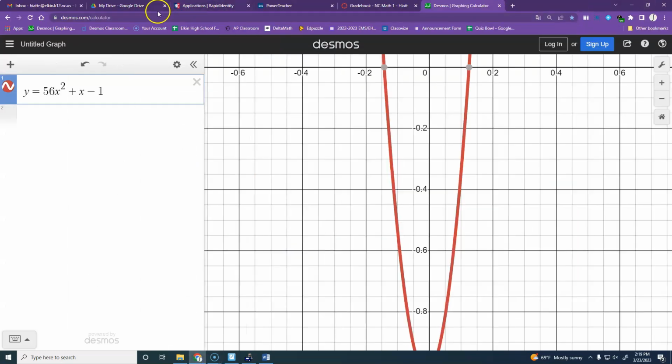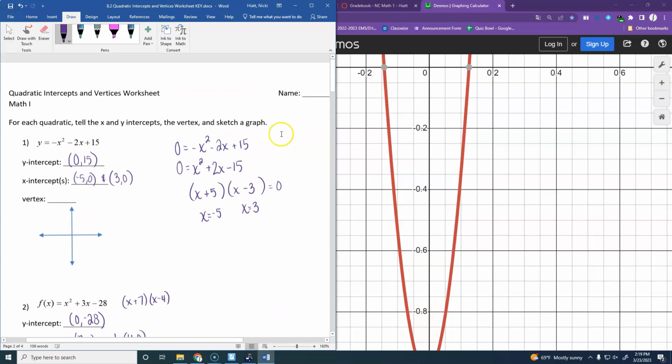Okay. I'm going to show you quickly the way I'm supposed to teach you how to do this in Math 1. Then I'm going to teach you a different way because I think it is easier. So, if I have a problem, let's just do one for homework. Two birds with one stone here. All right, let's do number 1.